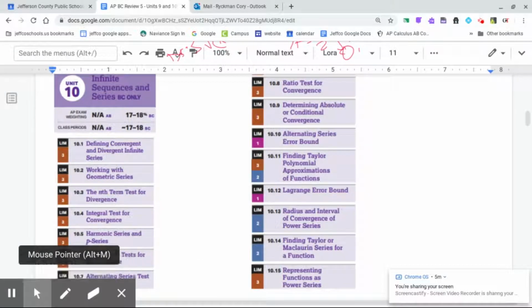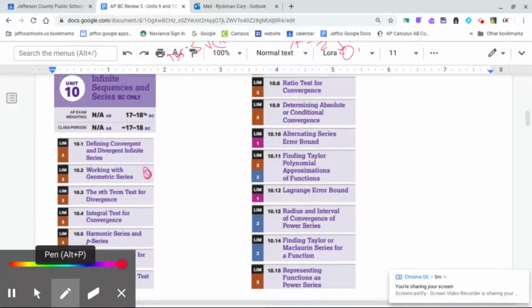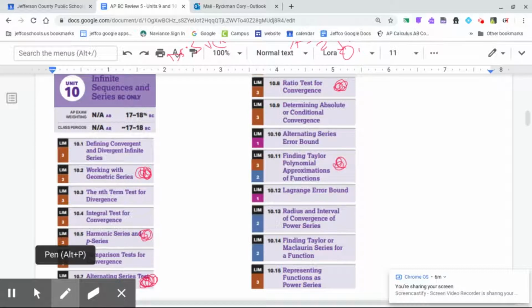So let's talk series. As far as these ideas that'll be on the test, geometric is on the test, harmonic, alternating series or conditional convergence test, ratio test, and general Taylor series approximations of functions. Now those are on the test. These are yes.